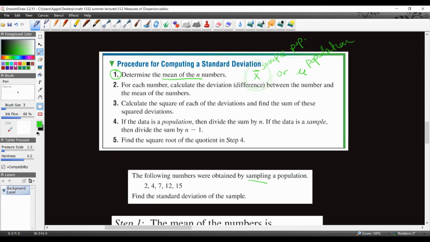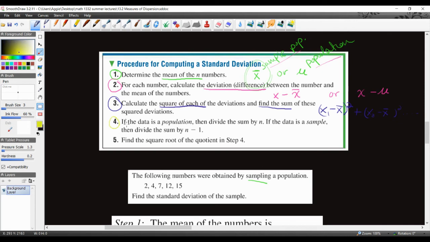Step number two is for each number, calculate the deviation, the difference between the number and the mean of the numbers. So that's what we saw here, x minus this, or we can do x minus this, depending which one we're dealing with. Step number three is to calculate the square of each of the deviations and find the sum. So this is kind of like a 2-in-1. After you've done this, you square them and then you add them all up. You can do x1, x2, and so forth.